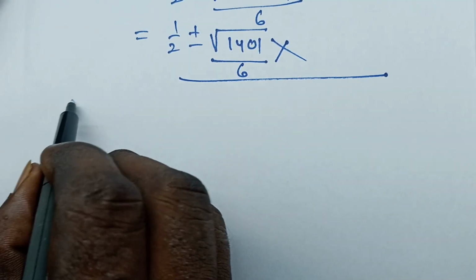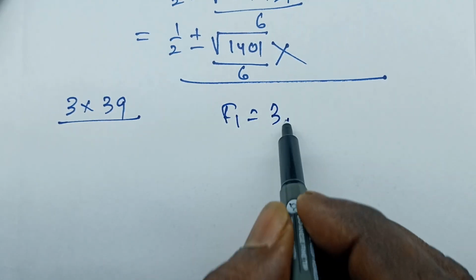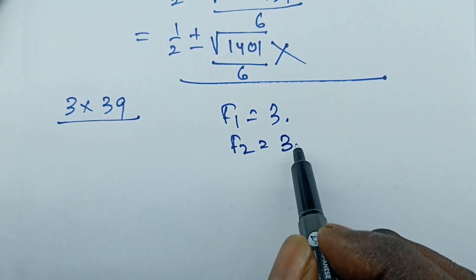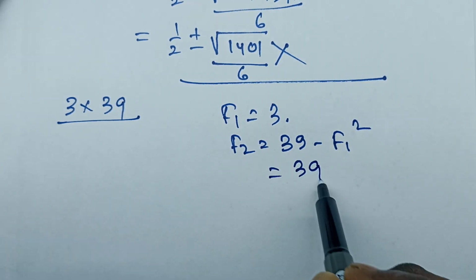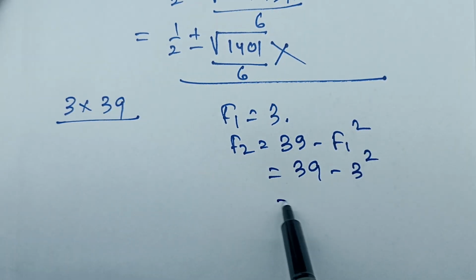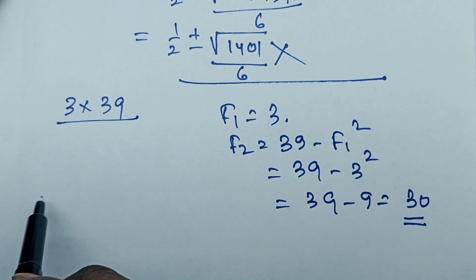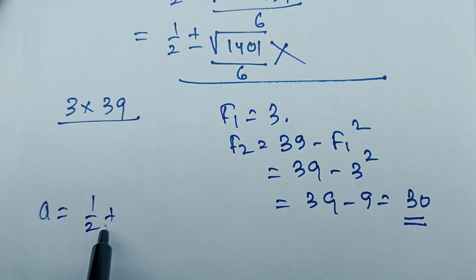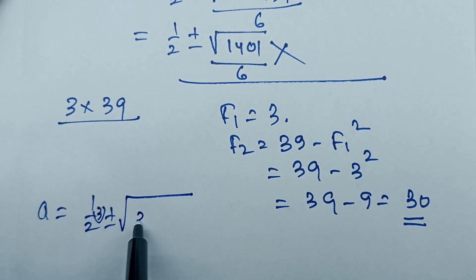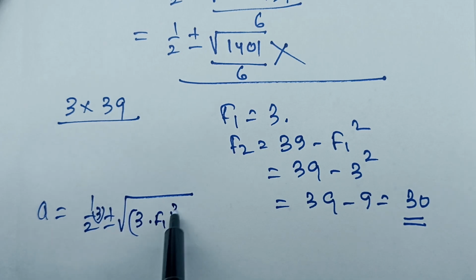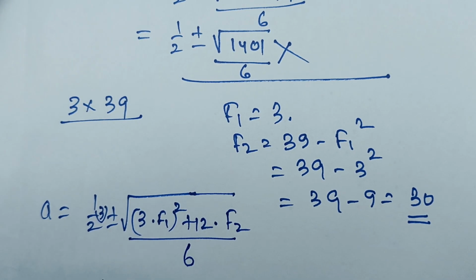Check another one. 3 into 39. Here f1 is equal to 3 and f2 equal to 39 minus f1 squared. 39 minus 3 squared, 39 minus 9 equal to 30. So substitute the value. a equal to 1 by 2 plus or minus f1, root of 3 into f1 whole squared plus 12 into f2 by 6.